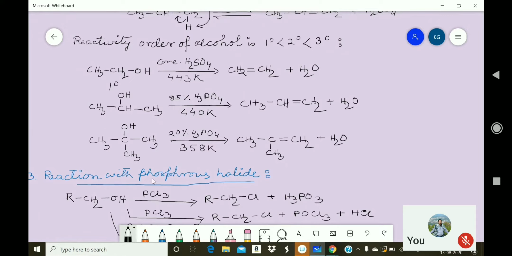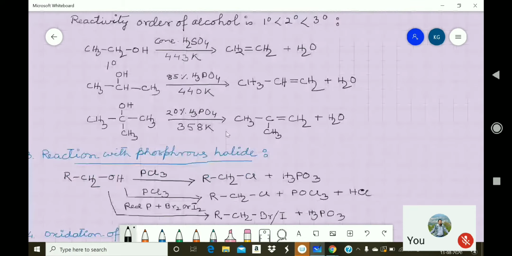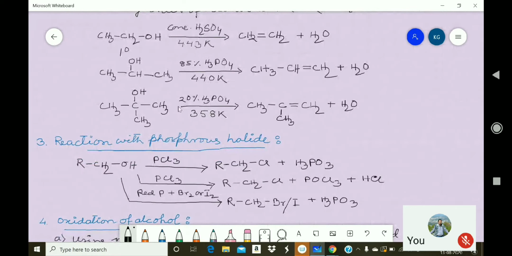And for 3 degree alcohol, 20% phosphoric acid can sufficiently give rise to the alkene. So depending on the reagent, we can follow that in this dehydration of alcohol, towards the 3 degree alcohol the reactivity increases. Here it is, the 2 degree alcohol, this one, and this is tertiary butyl alcohol, the 3 degree one.